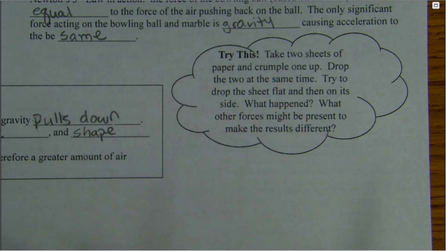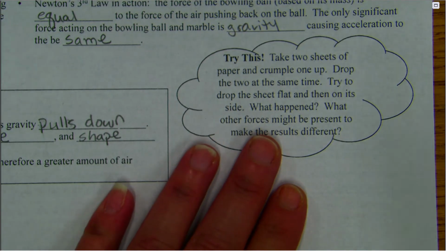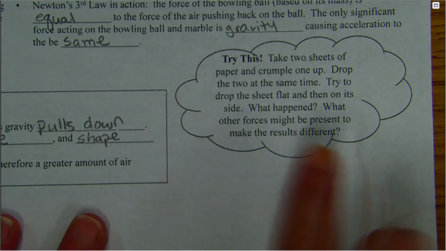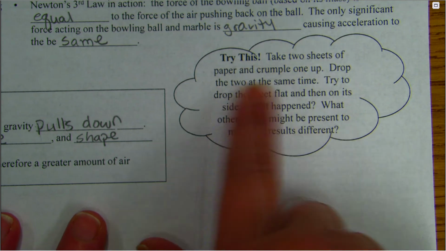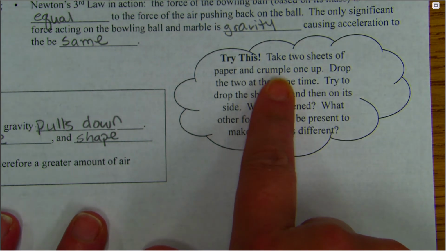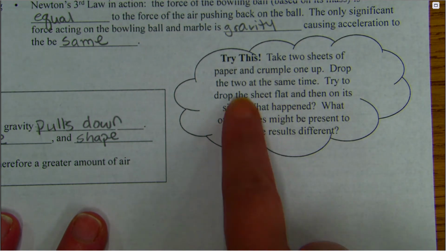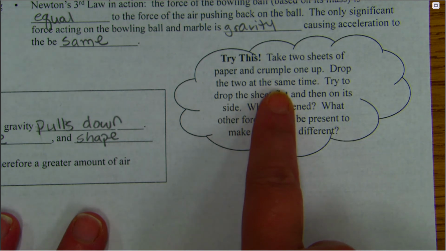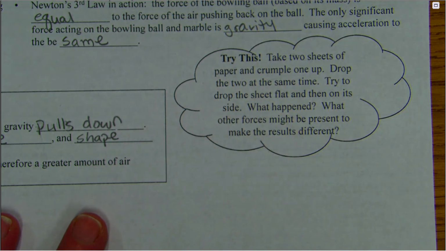And what I'd like for you to do is the try this, pause this video and try this. I would like for you to take 2 sheets of paper, crumple one up and leave one uncrumpled. Keep them at the same height and drop them at the same time. What happens?